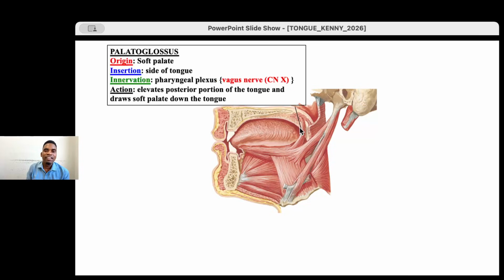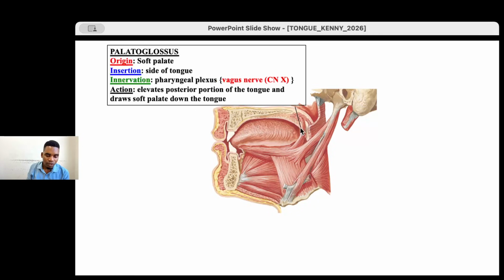Now let me give you a simple rule to remember the innervation of the muscles of the tongue. All muscles of the tongue, including intrinsic and extrinsic, are being supplied by cranial nerve number 12, which is called the hypoglossal nerve, with the exception of the palatoglossus muscle. The palatoglossus muscle is not supplied by the hypoglossal nerve, but instead is supplied by the pharyngeal plexus through the vagus nerve, which is cranial nerve number 10.